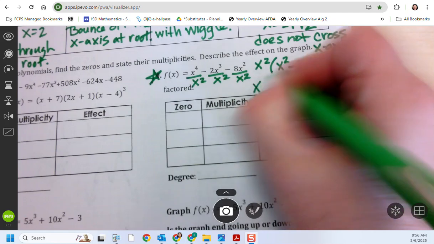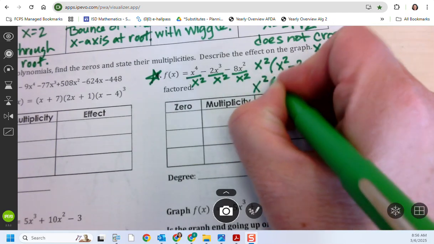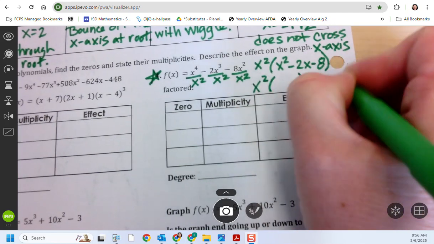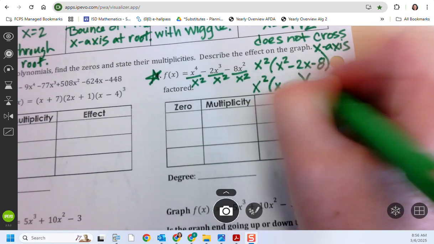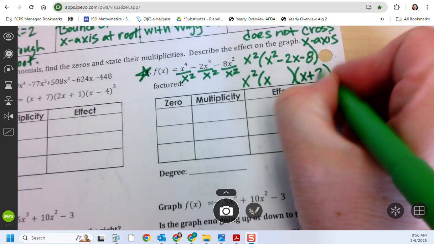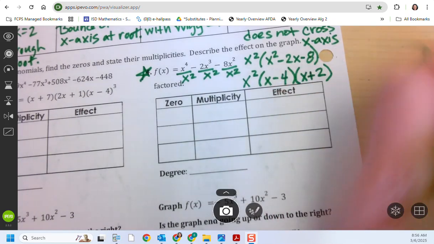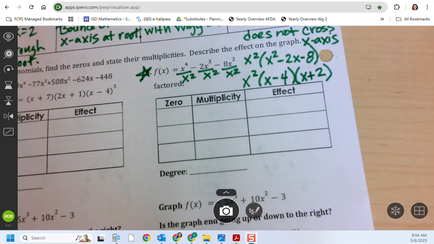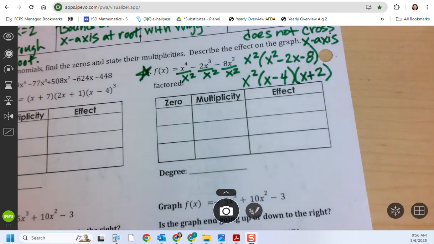Wait, what do you need? Multiply to negative 8, add to negative 2. Okay, so your numbers are 2 and what? 2 and negative 4, thank you. So 2 times negative 4 gives you negative 8. 2 plus negative 4 gives you negative 2. Whew, factoring. It's all coming back.